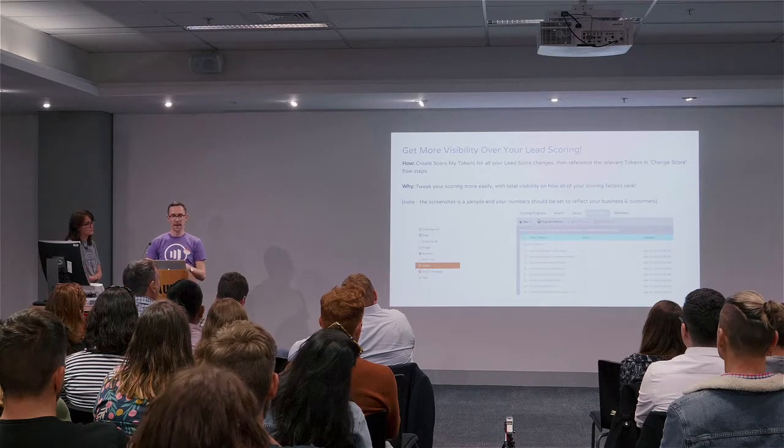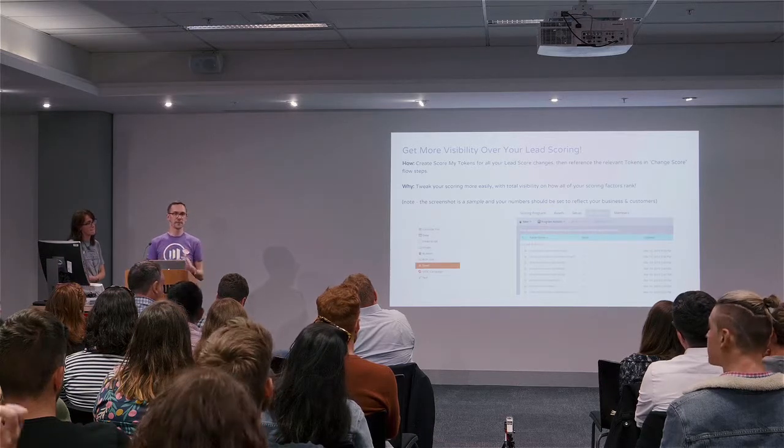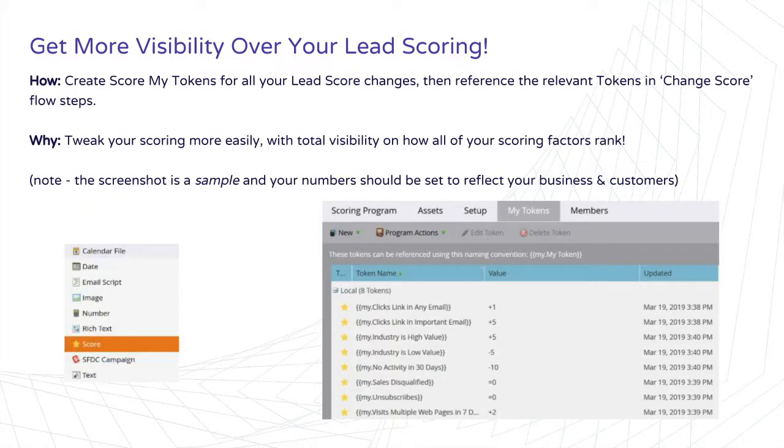Lead scoring. You can look at using tokens to get a little bit more visibility and a little bit more control over how you manage lead scoring within Marketo. The easiest way to do this is to create score tokens for each of your lead score changes that reference each of the relevant tokens within the flow step. Why you'd want to do this is to have more control over what and how things are being scored.